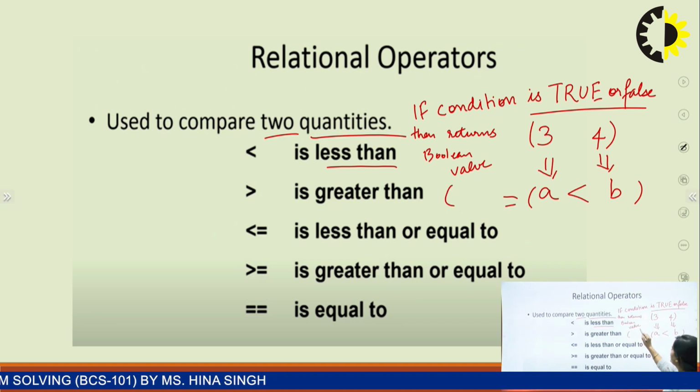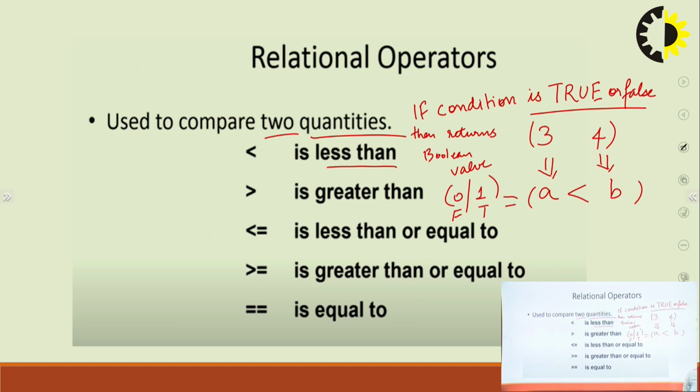Boolean value is either 0 or 1. 1 stands for true and 0 stands for false. Any non-zero value comes under the category of true, and the value 0 comes under the category of false. Now, other signs are less than or equal to, greater than or equal to, and equal to.